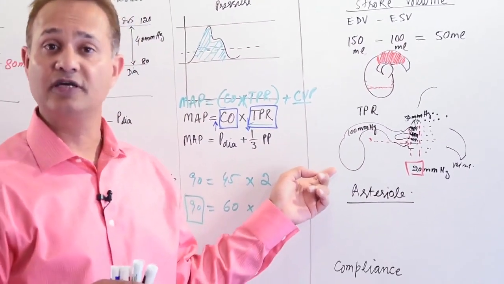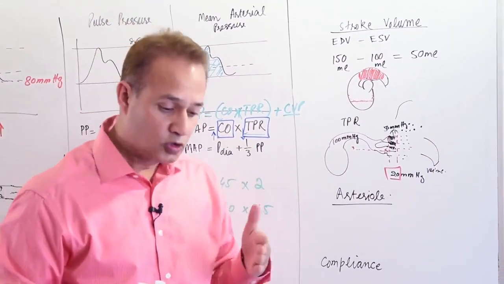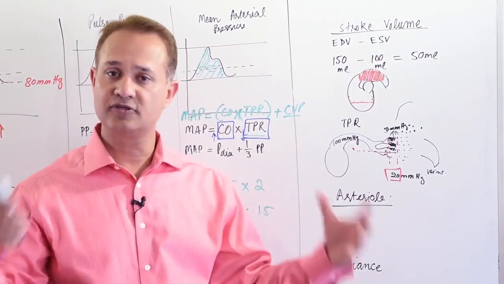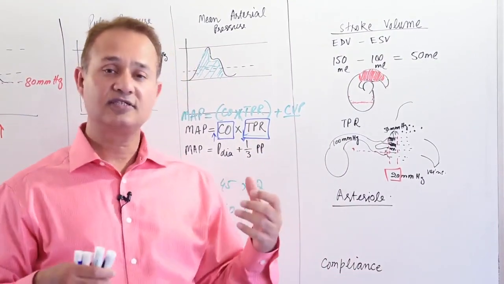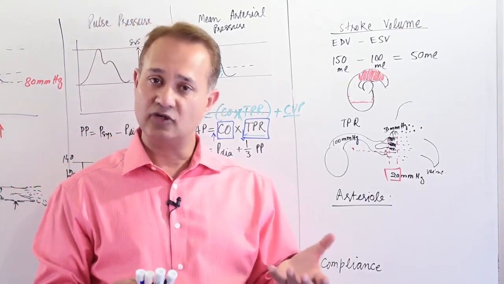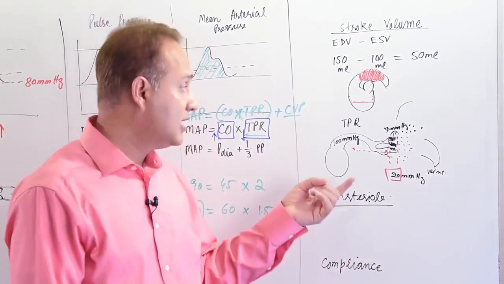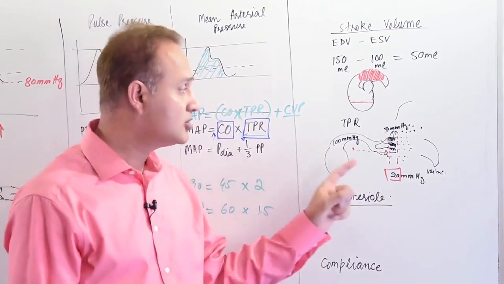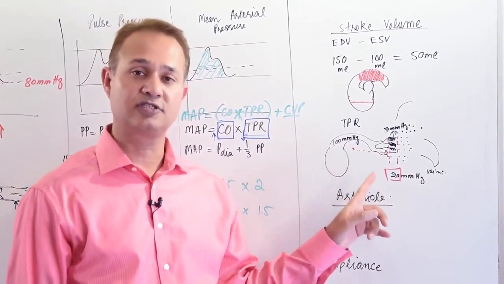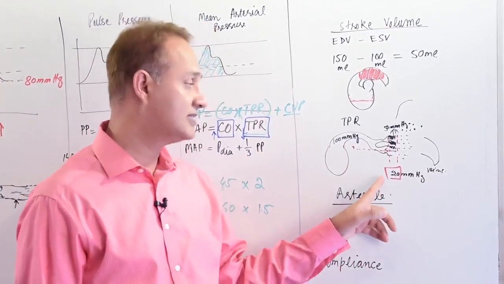Now total peripheral resistance. Total peripheral resistance is the total resistance offered by the systemic arteries. That resistance is responsible to maintain diastolic blood pressure. We'll talk about it. However, the thing that as a student, as a doctor, you must know is that the total peripheral resistance, the major contributor to that is arterioles.